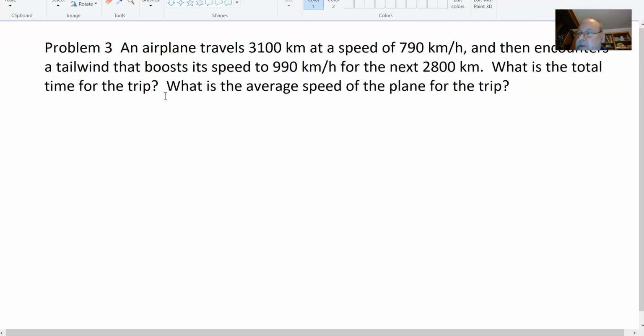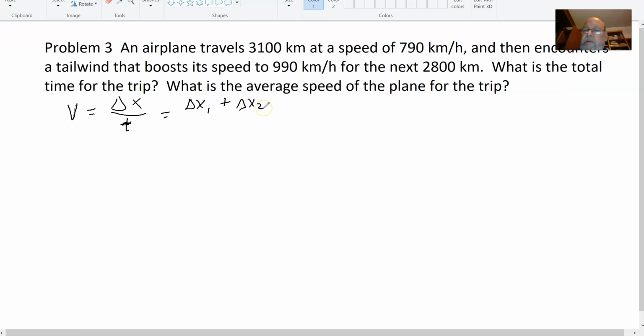So when we think about the average speed, we can start by writing down a formula that will cover the whole problem. We can say that velocity equals, and we know what velocity equals, right? It equals the change of position divided by the time. Well, in this case, we have two changes of position, right? We've got the 3,100 kilometer change of position and the 2,800 kilometer change of position. So I'm going to say delta x1 plus delta x2.